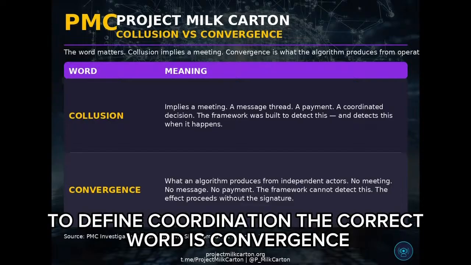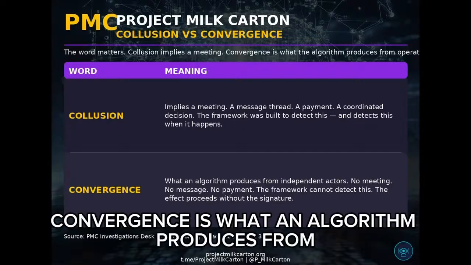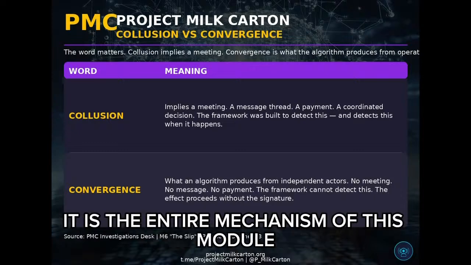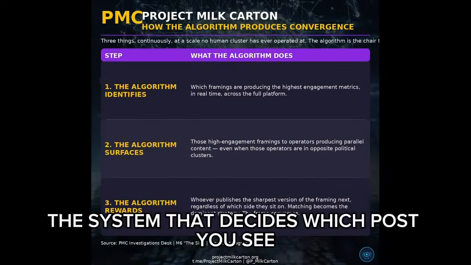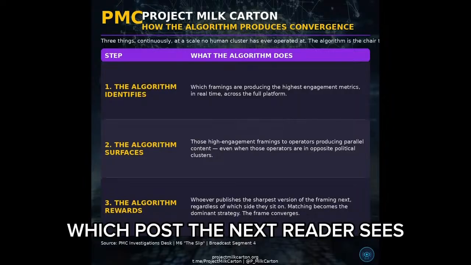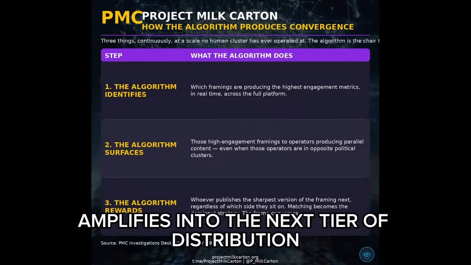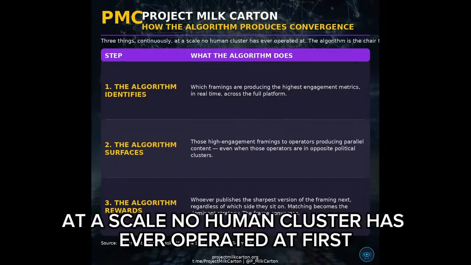The correct word is convergence. Collusion implies a meeting. Convergence is what an algorithm produces from independent actors. The distinction is not rhetorical. It is the entire mechanism of this module. A platform recommendation algorithm, the system that decides which post you see, which post the next reader sees, and which post the algorithm itself amplifies into the next tier of distribution, does 3 things continuously at a scale no human cluster has ever operated at.